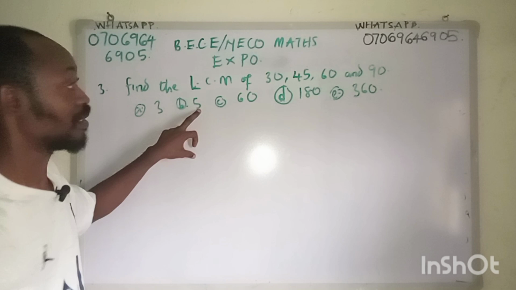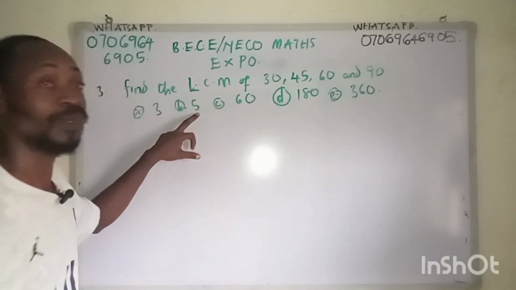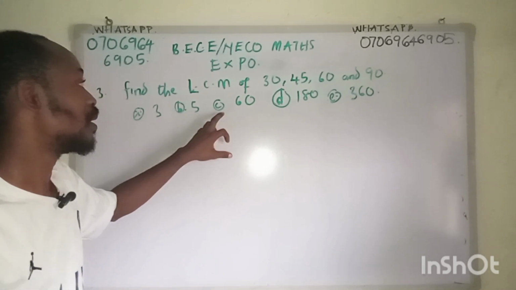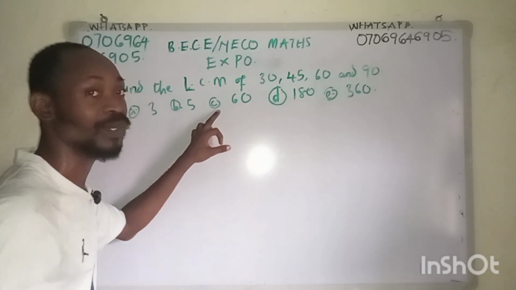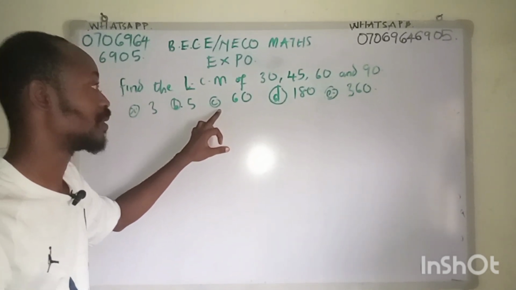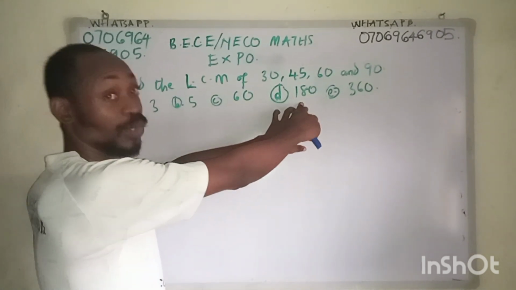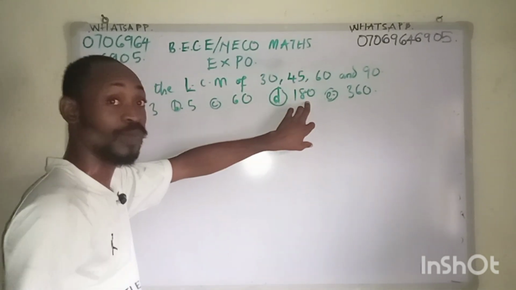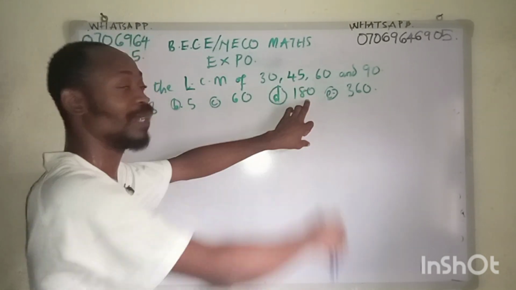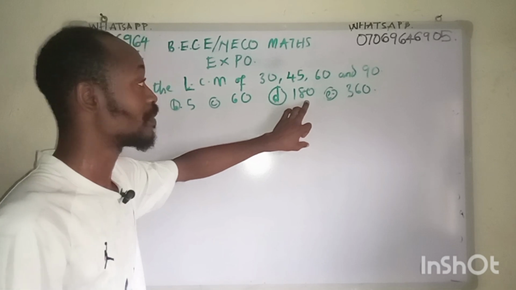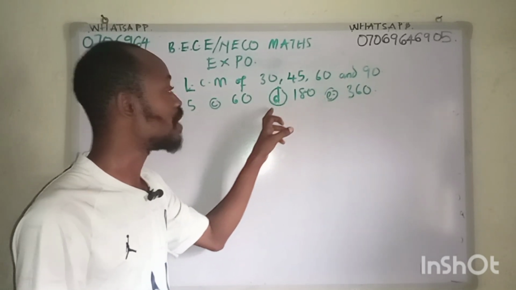Okay, let's go to 5. 30 cannot go in 5, 45 cannot go there, 60 cannot go. So definitely 5 has been disqualified. Look at option C. Yes, 30 can go in 60, but 45 will not go in 60 completely. You understand, with that remainder. So 60 has been disqualified. Let's go to 180. 30 can go in 180. It goes completely. 45 goes completely in 180 because 45 goes in 90 and 90 goes in 180. 60 goes in 180 completely. In fact, 90 also goes in 180. So that makes 180 the answer.